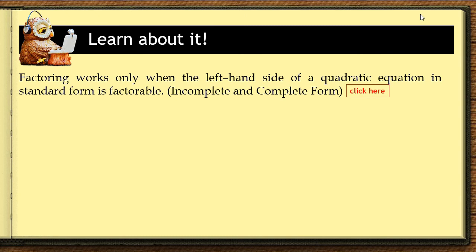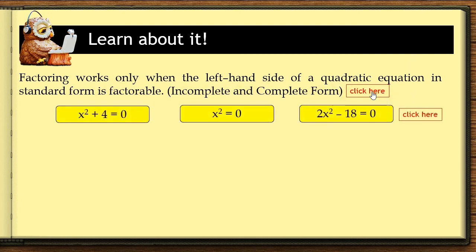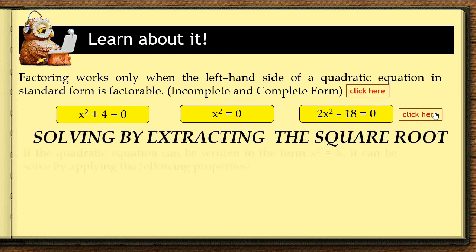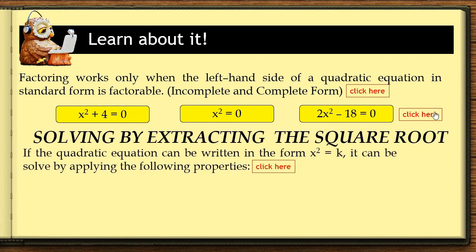Factoring works only when the left-hand side of a quadratic equation in standard form is factorable. Study the examples below. We cannot use factoring in solving this kind of equations. So, we need to learn another method of solving quadratic equations. And this one is called extracting the square root. If the quadratic equation can be written in the form x squared equals k, it can be solved by applying the following properties.